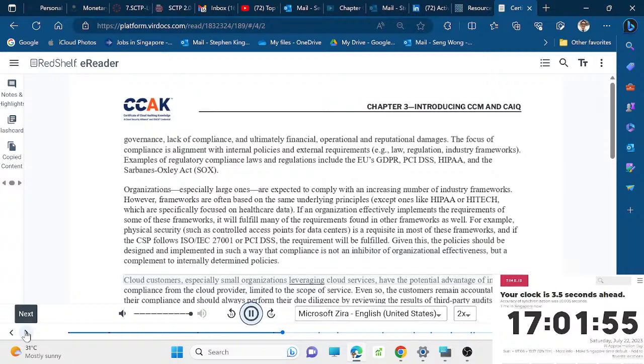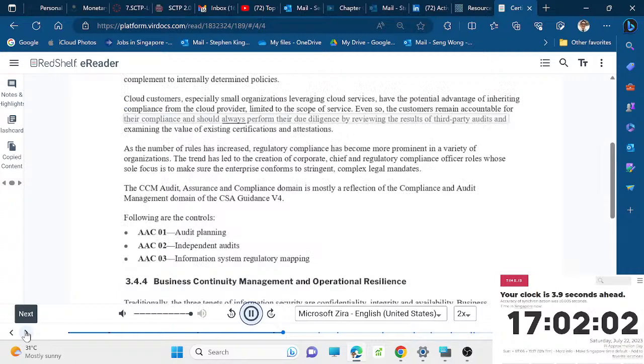Cloud customers, especially small organizations leveraging cloud services, have the potential advantage of inheriting compliance from the cloud provider, limited to the scope of service. Even so, the customers remain accountable for their compliance and should always perform their due diligence by reviewing the results of third-party audits and examining the value of existing certifications and attestations.